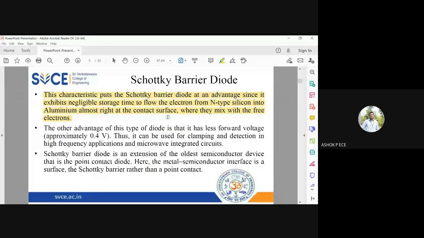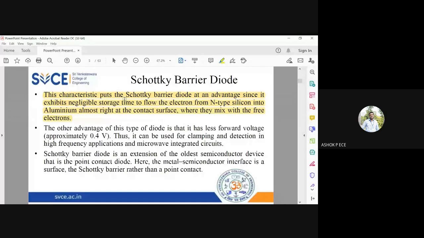So that is what is shown here. Since minority carriers are minimal, there is negligible storage time for the electrons to flow from the N type into the aluminum, almost right at the contact surface. So what they are saying is, since there are no minority carriers here, the time delay for evacuating the minority carriers from the depletion region is very, very minimal. So your diode starts conducting instantly.